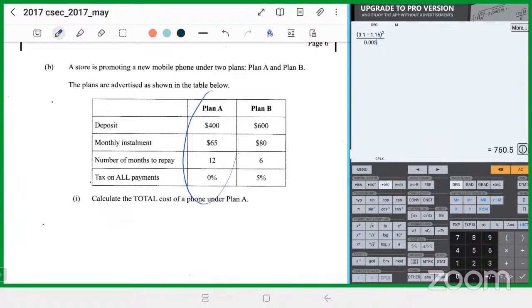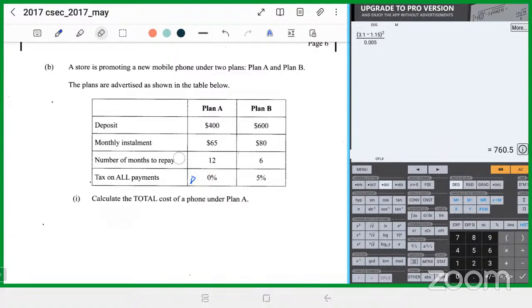So this is the column for Plan A. This is the column for Plan B. These are the components of the plan. So you make a deposit, for example, of $400 on Plan A, and you make monthly payments of $65. You make those monthly payments for 12 months, and then there's no additional charge. There's no tax to be added. All right, and that's how we would calculate the cost of the phone on Plan A.